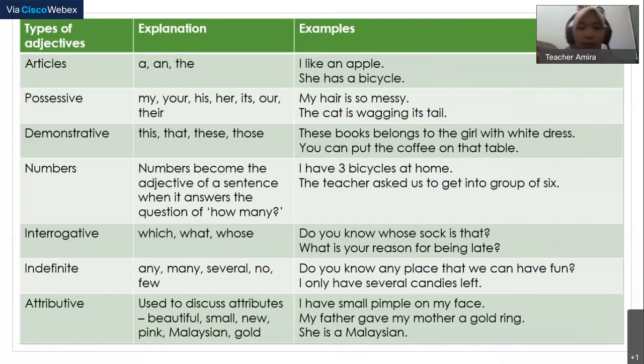Okay. And then the teacher asked us to get into a group of 6. Okay, group of 6. The number 6 is describing the group. In a group, there should be 6 people in the group. So that shows an adjective of the noun group. All right.